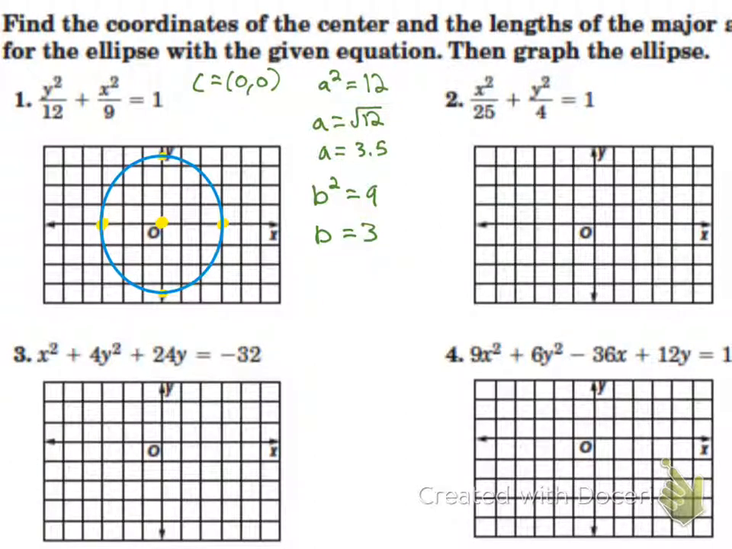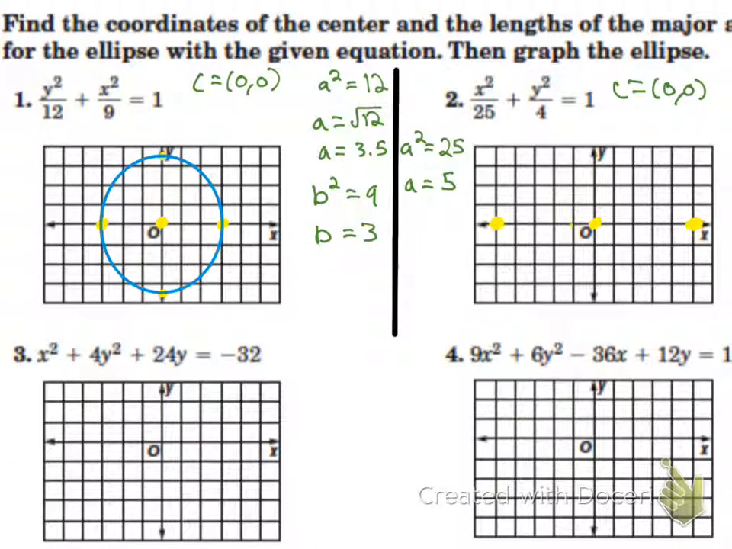Alright, example number 2. I got a squared is 25. So a is 5. Again, my center is 0, 0. Since a squared is under x, that means I'm going to go right 5 and left 5. And b squared, the smaller number, is underneath y. So b squared is 4, so b is 2. So I'd be up 2, down 2. And I have my ellipse.